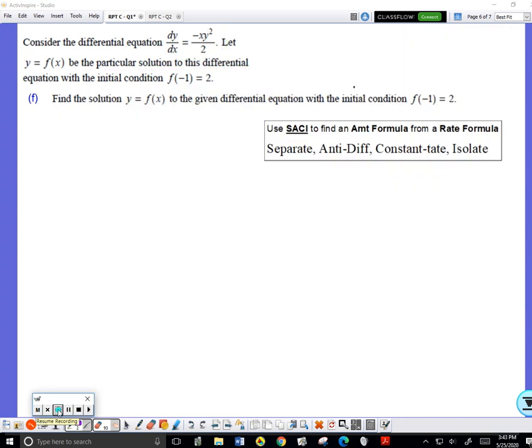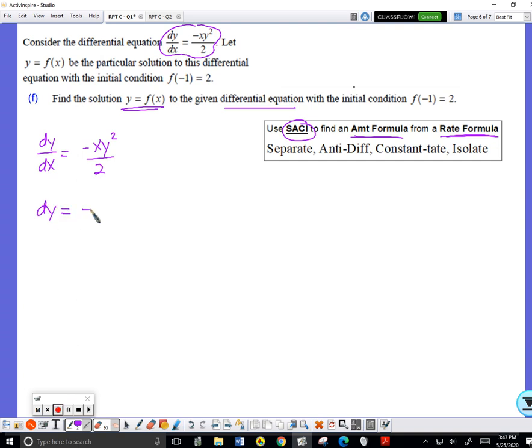Okay, find the solution to the given differential equation. So they're giving us a rate formula right here. They're asking us to find an amount formula, so we've got to use the SASSY method. So on dy dx, multiply the dx across, that's always the first step.